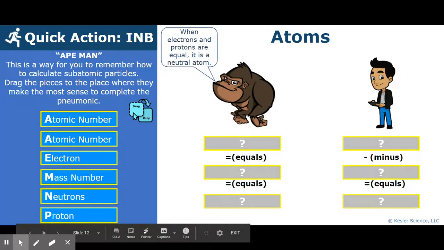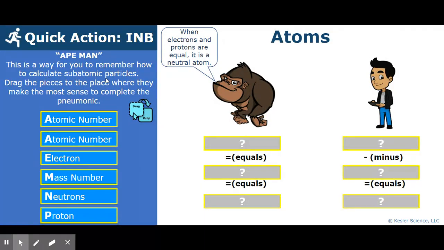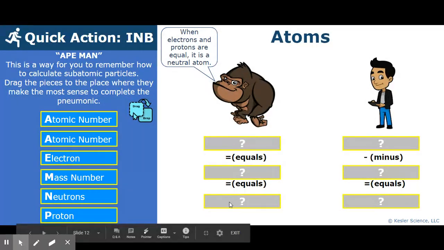We have a mnemonic. This is the way you can remember how to calculate the subatomic particles. You're going to drag the pieces to the place where they make the most sense to complete the chart. So you're going to get, for protons, you're going to write down what you have to do. And then for electrons, you're going to have to do this. So you would put a proton box here, an electron box here, and then how do you find out what it is?